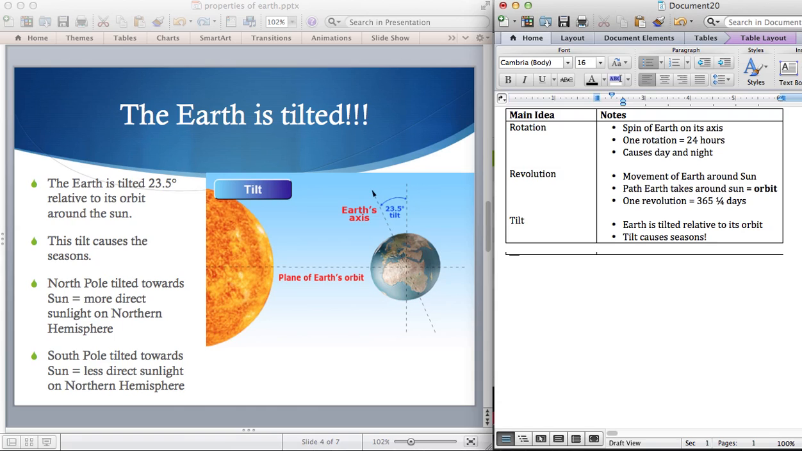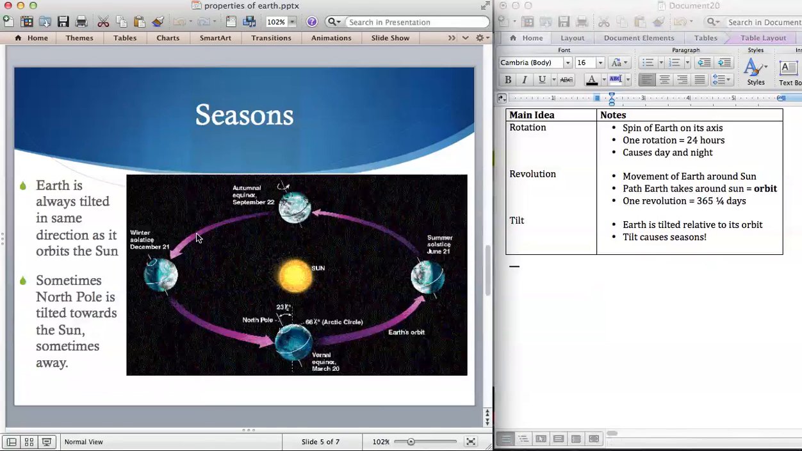All right? And this tilt causes our seasons. So if the North Pole is tilted towards the sun, we get more direct sunlight in the northern hemisphere, and that would give us summer. We'll actually add this in our notes a little bit later on. If the South Pole is tilted towards the sun, the North Pole is going to get less direct sunlight. So let's take a look at it. This picture shows pretty clearly how this works.